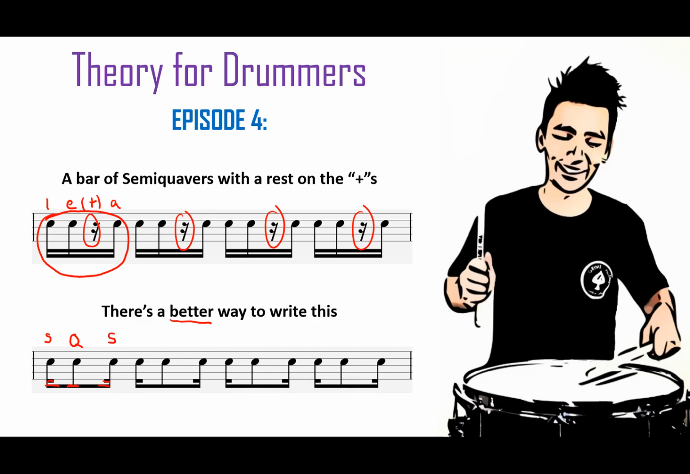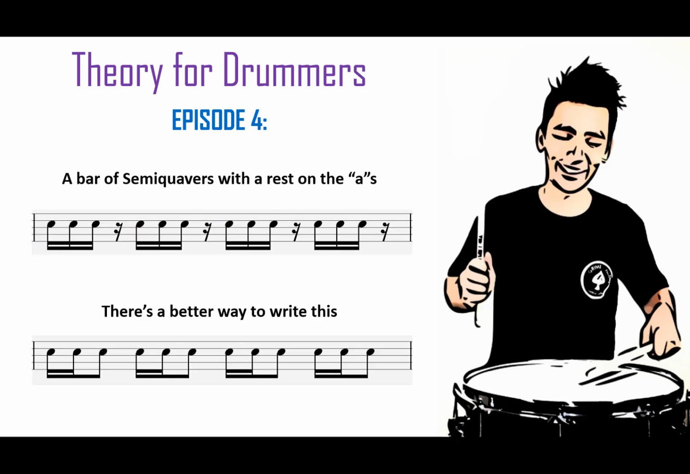Let's move on to the next example. This is the final example for this episode. This is a situation where we're resting on all of the A's. So we've got the rest here after your 3 semiquavers for the number, and then the E and the and. Then your A is a rest. There is a better way to write this once again. Simply use a semiquaver and then a semiquaver and then use a quaver at the end.